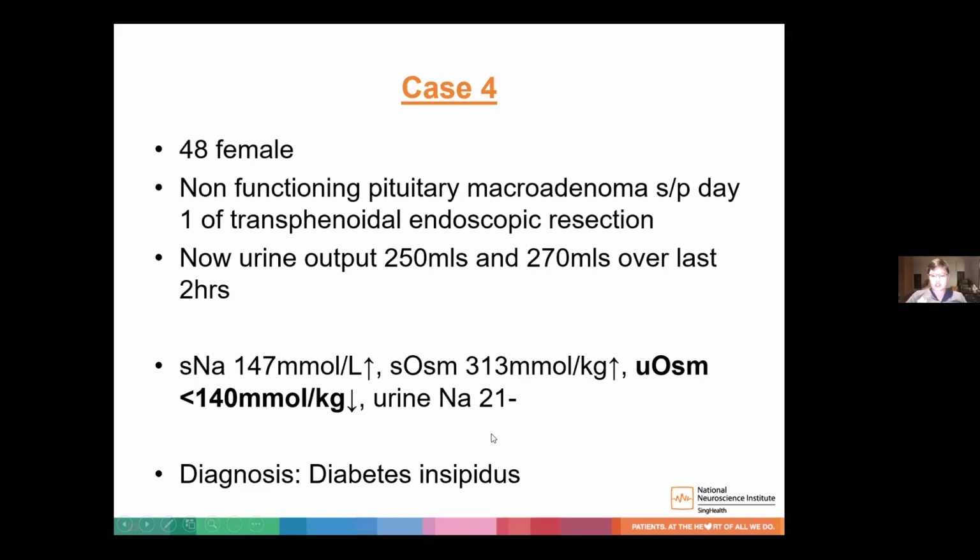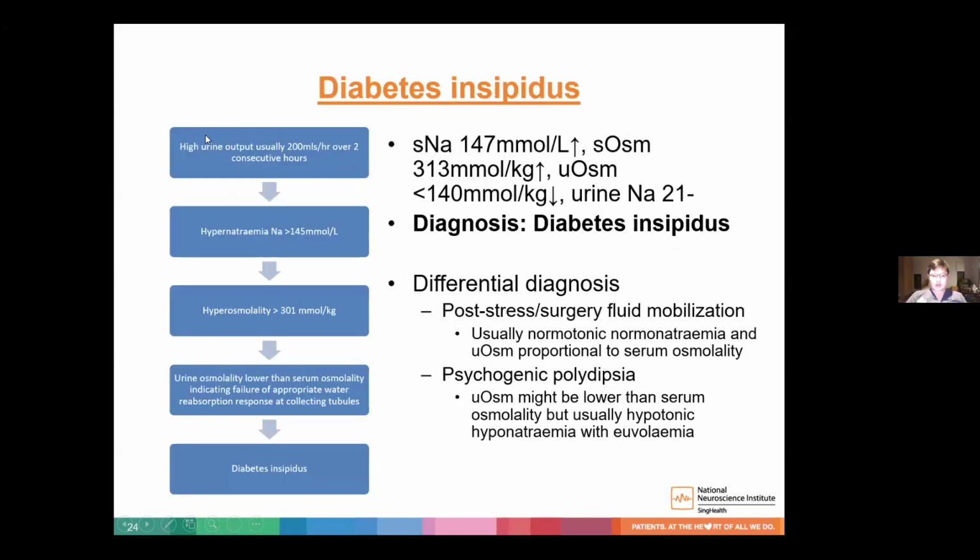The diagnosis here is diabetes insipidus. Let me explain to you why. For the diagnosis of diabetes insipidus, you need a high urine output, usually more than 200 mils per hour over 2 consecutive hours. You need a sodium of 145 or above, which she fulfills. You also need hyperosmolality, which she fulfills. And the key thing here is that you need a urine osmolality which is lower than her serum osmolality, which indicates a failure of appropriate water reabsorption response at the collecting tubules. Only then can you prove a diagnosis of diabetes insipidus.